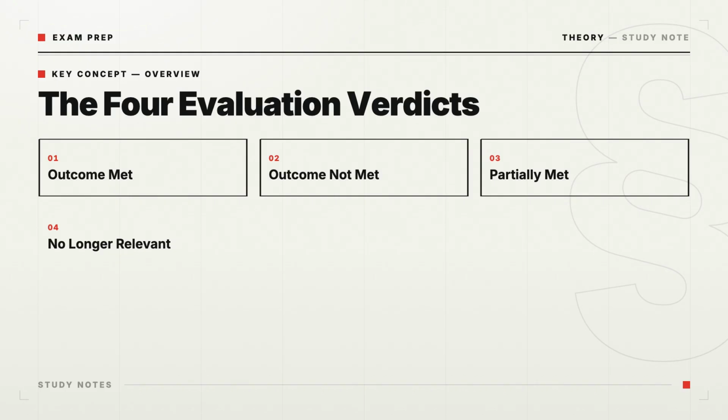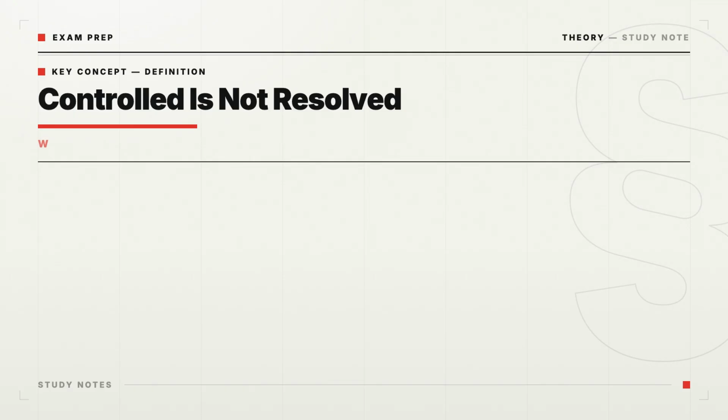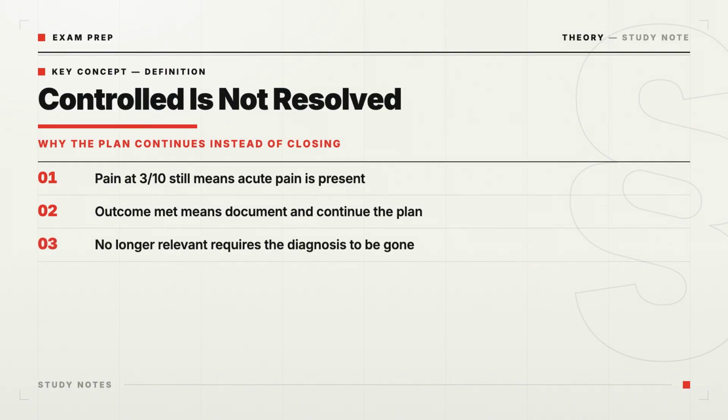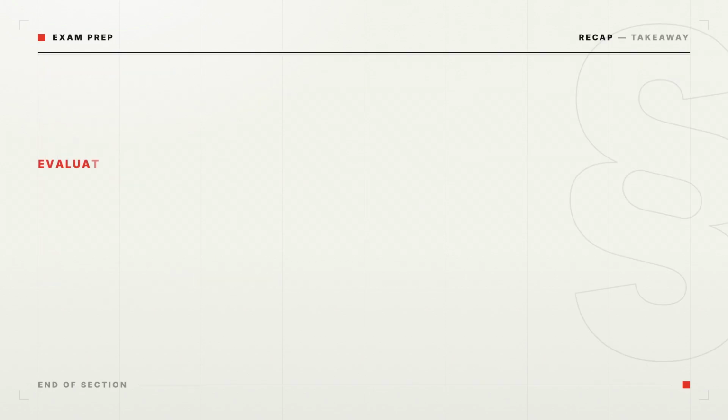Not met needs actual failure. Partially met needs some pieces stalling, and no longer relevant needs the diagnosis itself to be gone. A pain rating of 3 is controlled, not gone, so the diagnosis stays active and the outcome remains in force at the next check. When data matches the written outcome, the skilled move is to document the success and let the effective plan continue undisturbed.